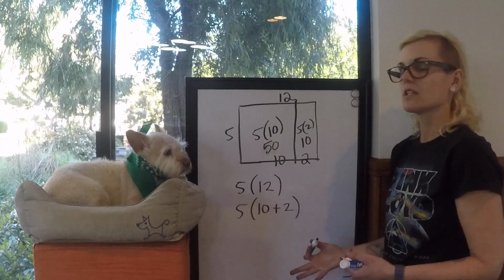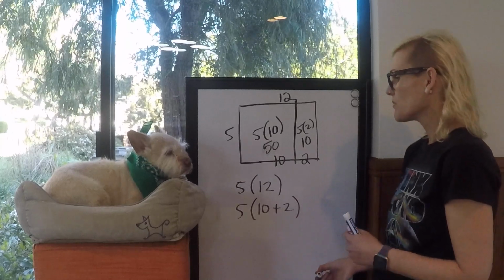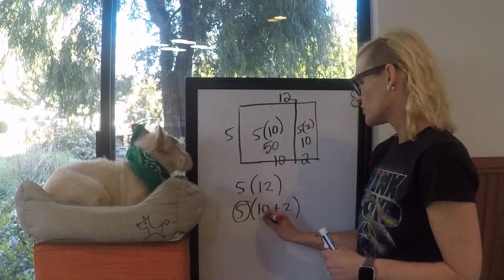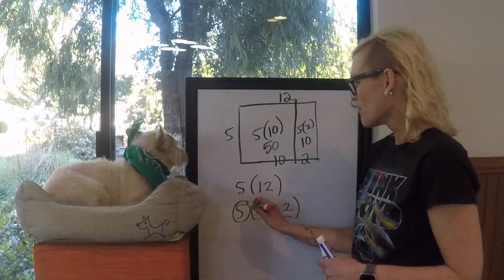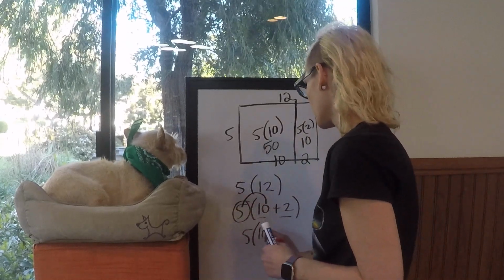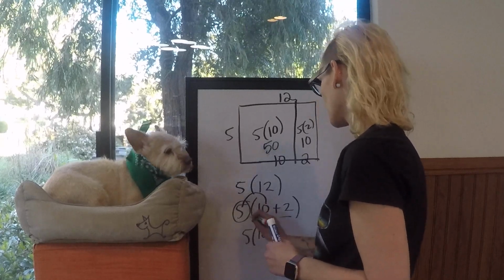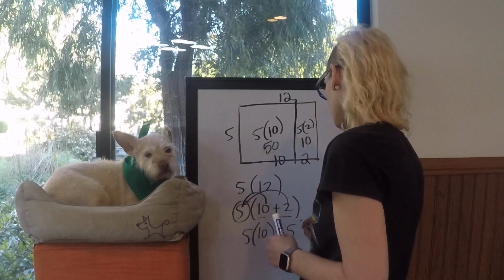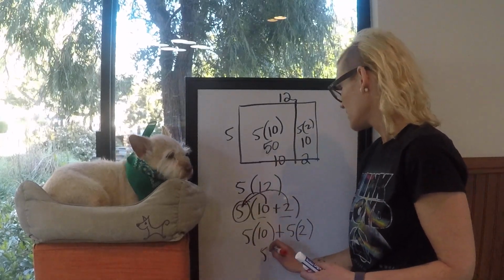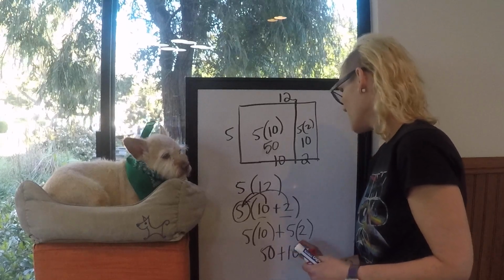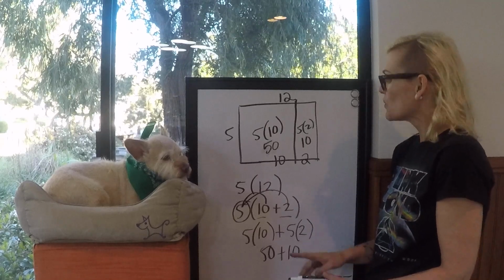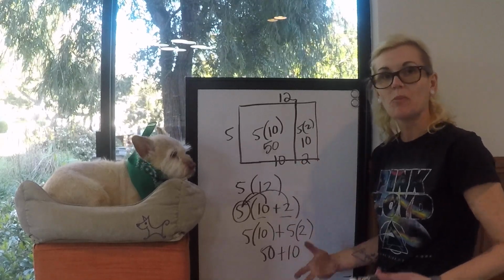Let's see how that looks with the distributive property. The distributive property says that when I have a number outside parentheses and 2 terms on the inside, if I multiply it to each of the terms, so 5 times 10 plus 5 times 2, then those expressions should be equal. 50 plus 10, that's 60. That is the same thing as 5 times 12. So we can see with area that the distributive property works.